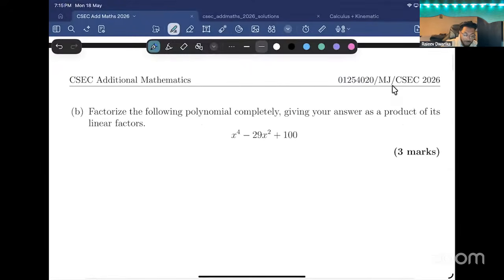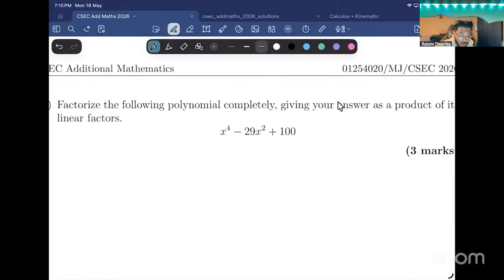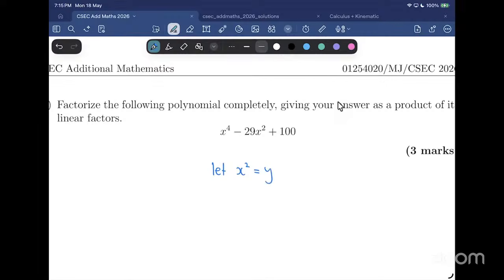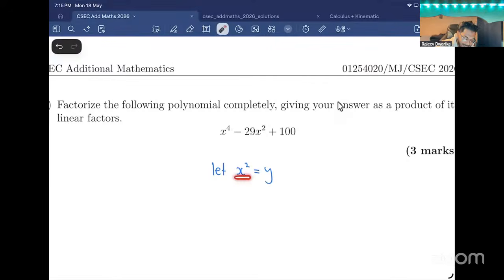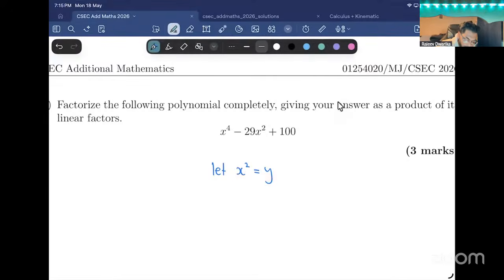Factorize the following polynomial completely, giving your answer as a product of its linear factors. So, this was a disguised quadratic. And if it's a disguised quadratic, we could say let x squared be equal to what? Why? Okay, no problem. If I'm telling you that x squared is y, then I want you to realize that x to the power 4 is just x squared to what power?